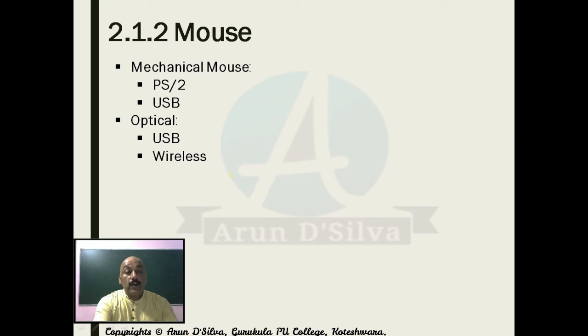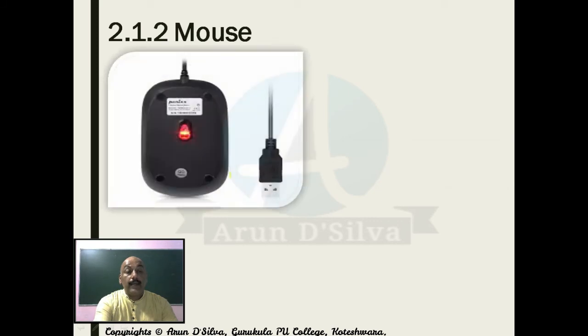the next one is the optical, USB and wireless mouse. Now here you see in this picture, here the light comes, right. Instead of a ball they have used light. When it touches the surface, this gives an input.